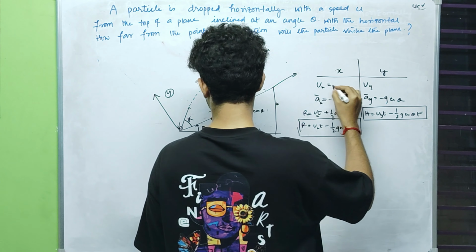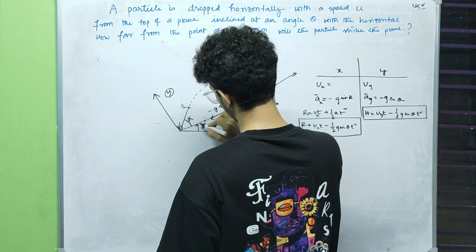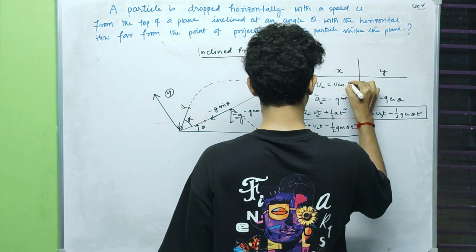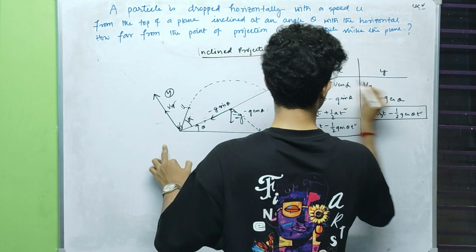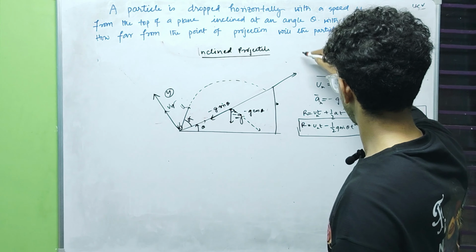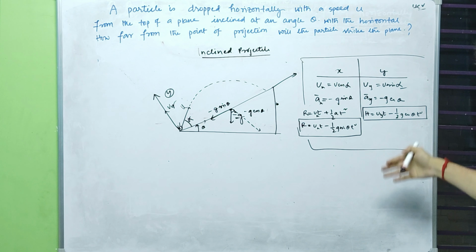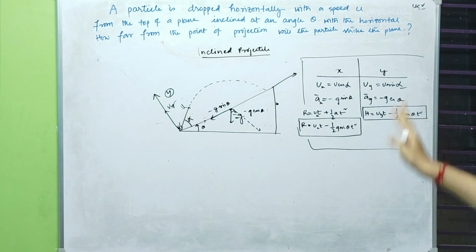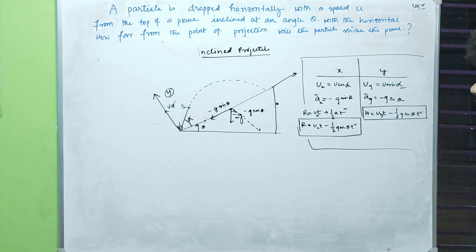So ux here will be, if this is u, then ux will be u cos alpha and uy will be u sin alpha. I hope this is clear to all. So these are the basic differences between the inclined projectile and the horizontal projectile. Now let us solve the question.